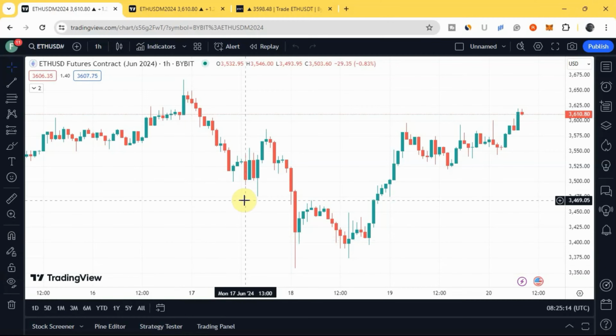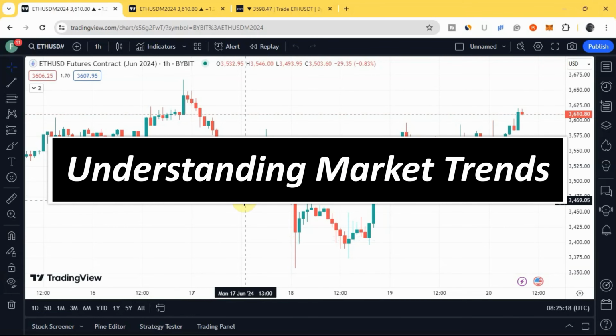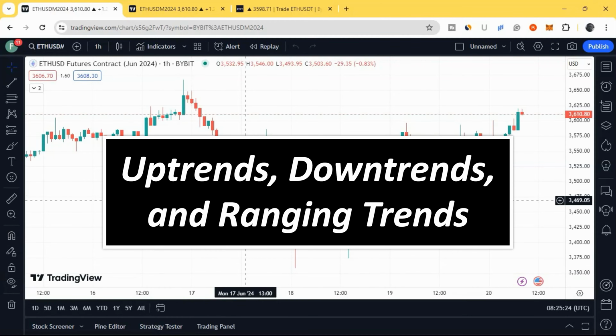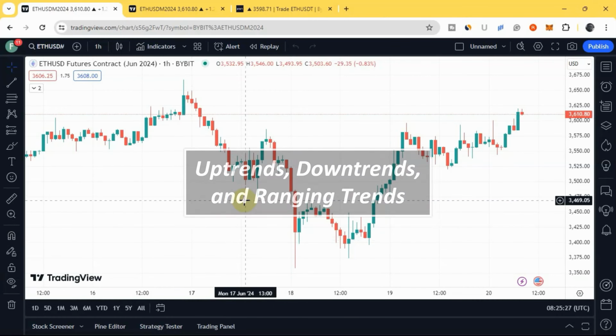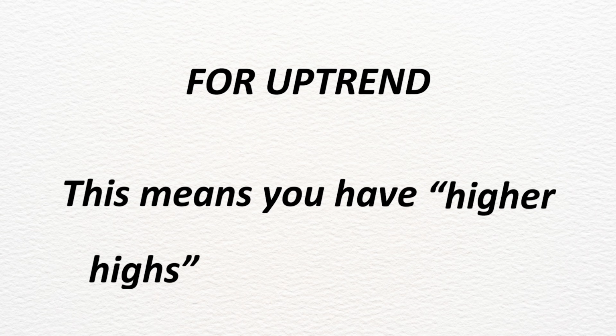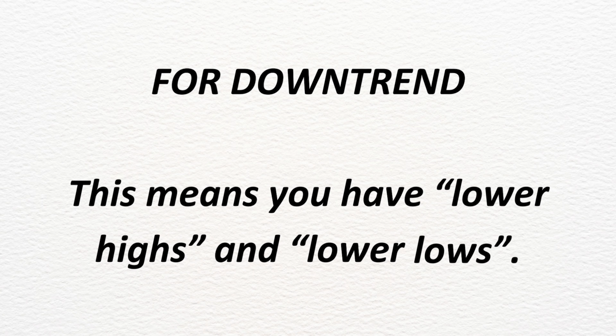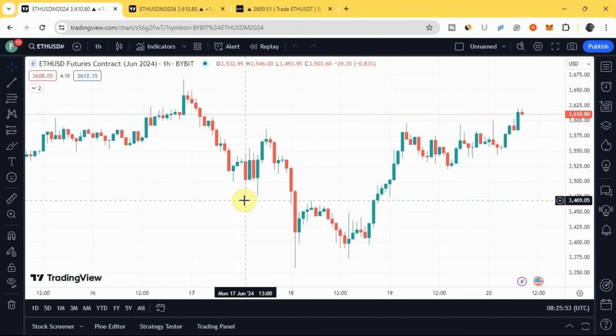Now before I go into this analysis, there's something important you need to understand, and that is understanding market trends. Now we have three main types of market trends. We have uptrends, we have downtrends, and then we have ranging trends. Uptrend is when the market makes consecutive higher highs and consecutive higher lows, while downtrend is when the market makes consecutive lower highs and lower lows. Ranging trend is when the market is neither in uptrend nor downtrend. So it's not in uptrend, it's not in downtrend.